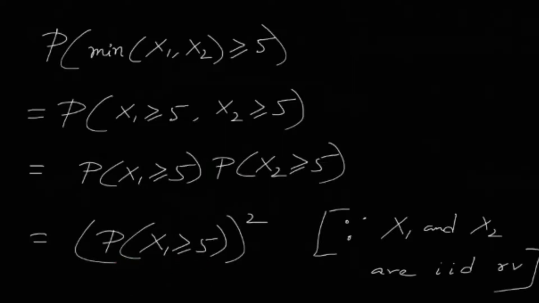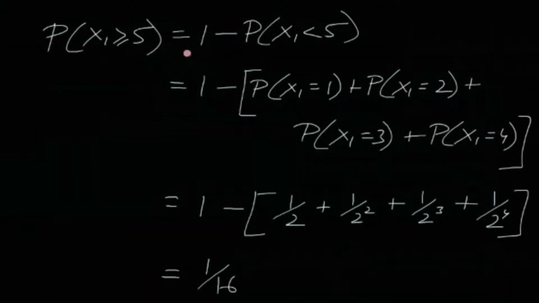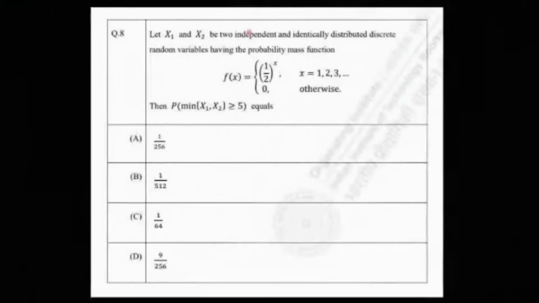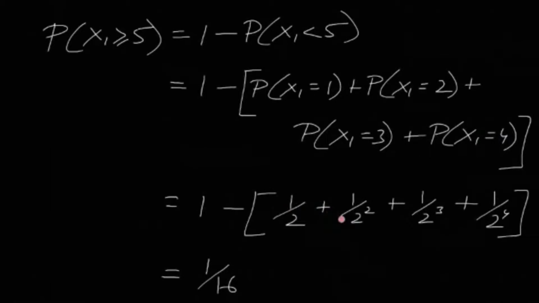So we only need to find the value of the probability of x1 greater than or equal to 5, which is pretty easy because the PMF is given. The probability of x1 greater than or equal to 5 can be written as 1 minus the probability of x1 less than 5, right? That means the probability of x1 equal to 1 or 2 or 3 or 4, these four values, because if x1 is less than 5, then the possible values it can take are 1, 2, 3 or 4. Then the corresponding probabilities from the PMF are 1 by 2, 1 by 2 square, 1 by 2 cube and 1 by 2 to the 4, which is ultimately 1 by 16.